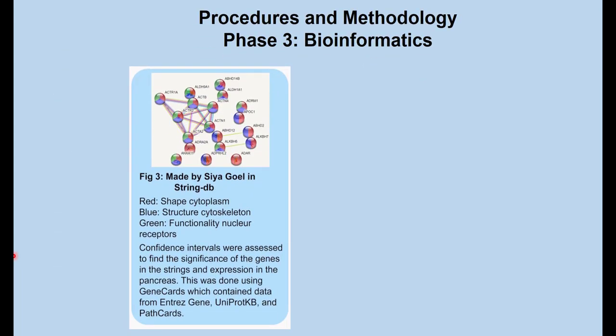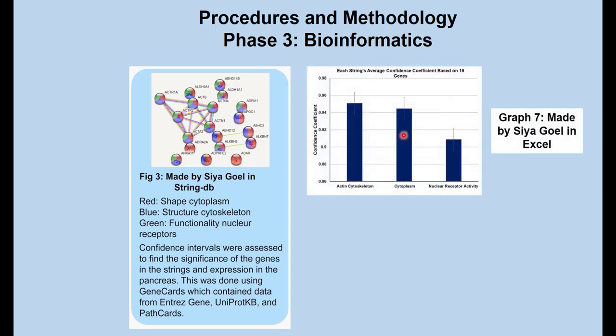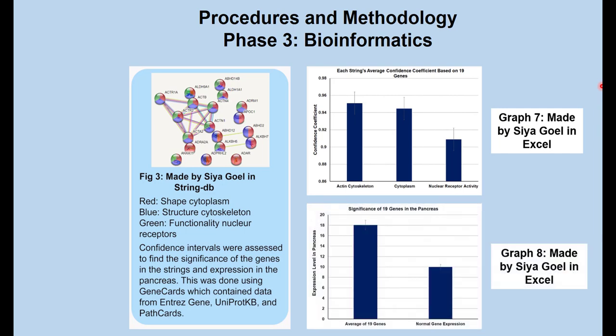In the third phase, the reasoning behind the algorithm's high performance was evaluated by investigating the connection of 19 genes, as shown in Figure 3. Using StringDB, it was found that these genes were involved in the cytoplasm (red), cytoskeleton (blue), and nucleus (green) at confidence intervals of over 0.9, as shown in Graph 7. Bioinformatics tools like PathCards also help find expression levels of these genes in the pancreas, as shown in Graph 8.